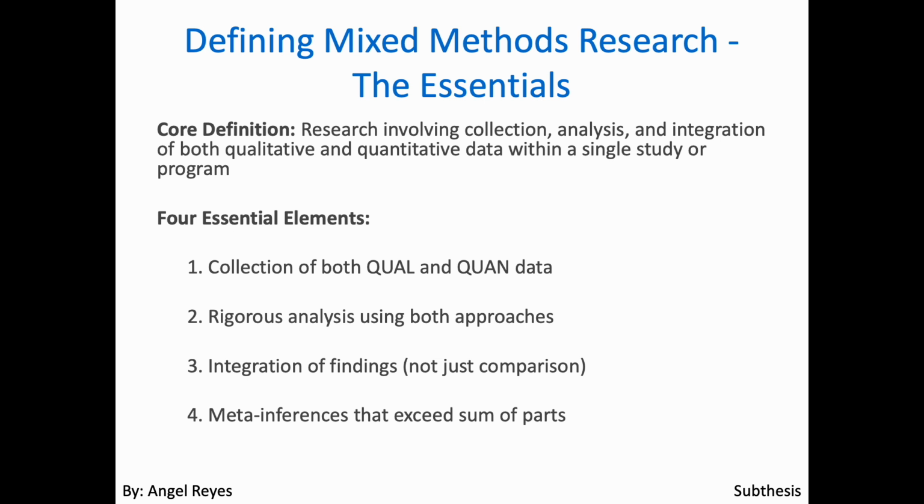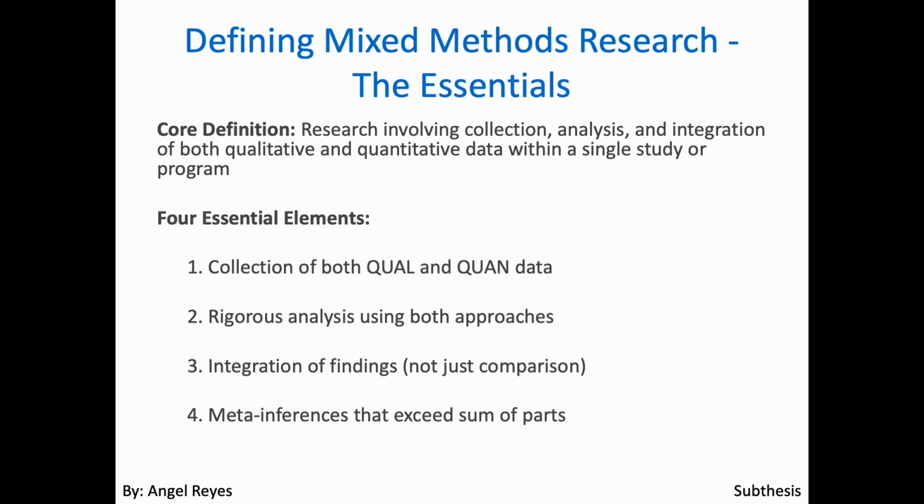This definition rests on 4 non-negotiable elements. First, you must collect both qualitative and quantitative data. And I mean genuinely both, not just a few quotes sprinkled into a quantitative study. Second, you conduct rigorous analysis using both approaches according to their respective quality standards. No shortcuts allowed. Third, and this is where many studies fail, you integrate findings rather than simply presenting them side by side. Integration means creating something new from the combination.